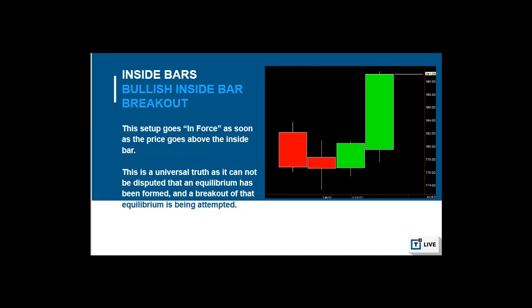When you hear me on the VTF, I will not say bullish inside bar breakout. I will say inside and up, to abbreviate it and make it faster. But for right now, to understand it, this is an equilibrium. It could not break above the highs or lows of that. No one can dispute that. It goes in force as soon as it breaks the inside bar to the upside. Right here goes inside and up, bullish breakout.